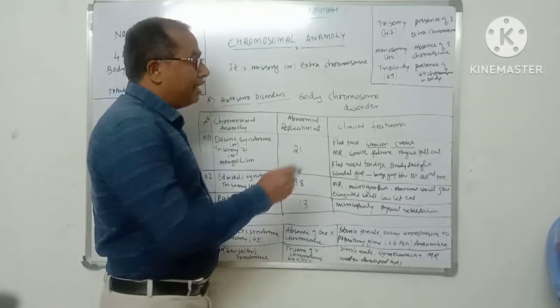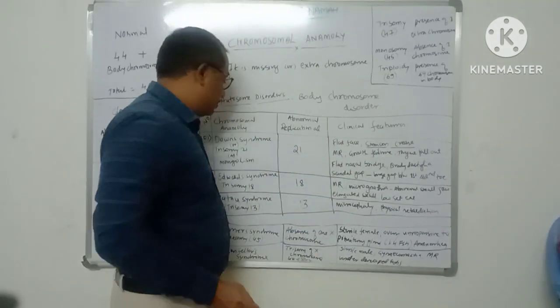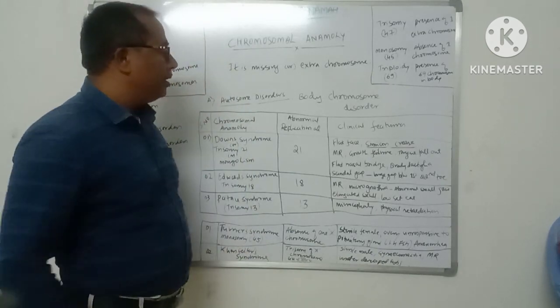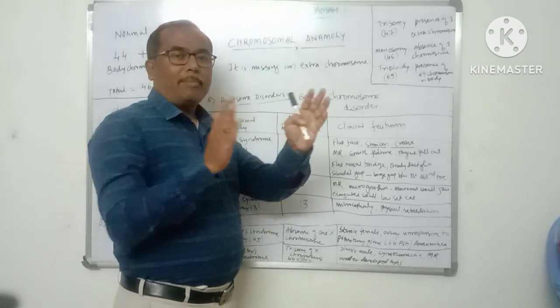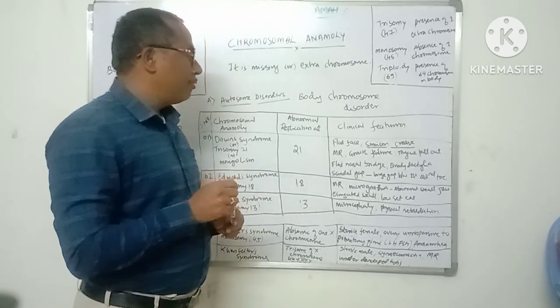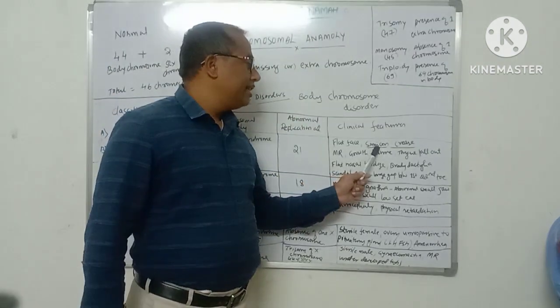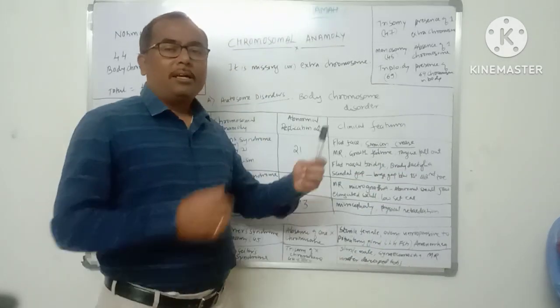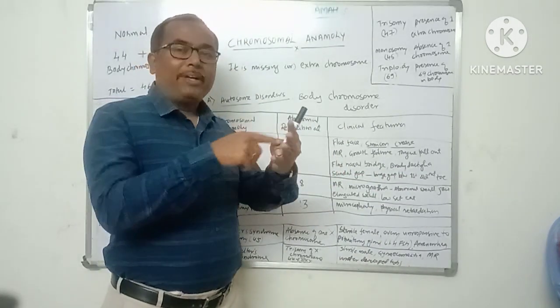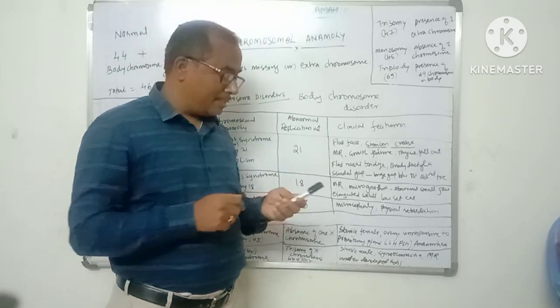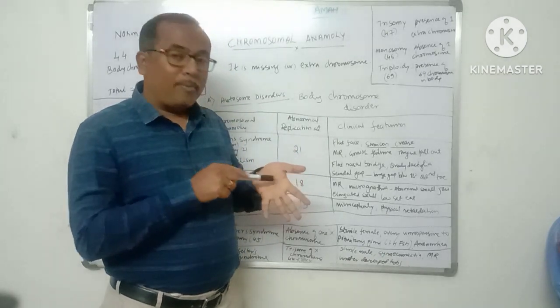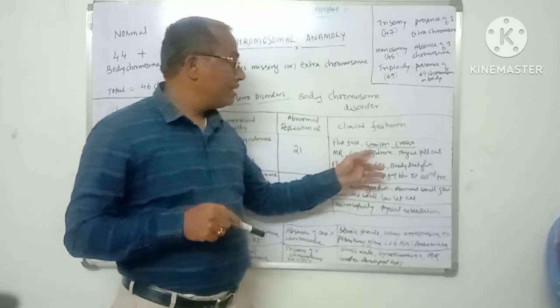Okay, and what are the important clinical features of Down syndrome, which is also known as Mongolism? There will be a flat face. When you see the face of a Down syndrome patient, it will be relatively flat. Then simian crease. Simian crease means the upper limbs and the fingers are small in size in proportion to the body, and the transverse line will be only a single line. That is why it is known as simian crease.